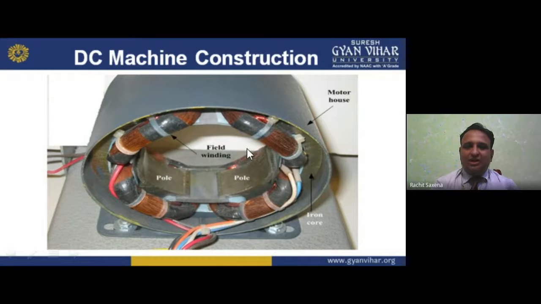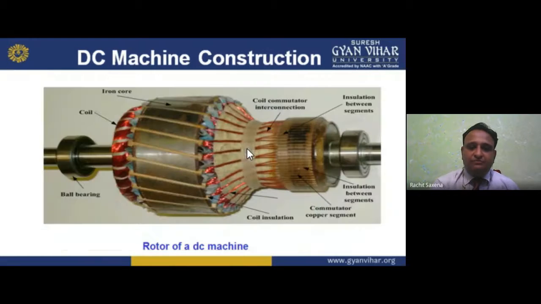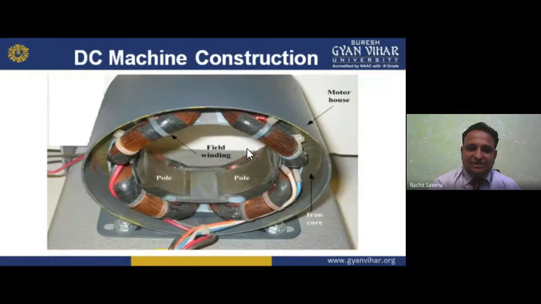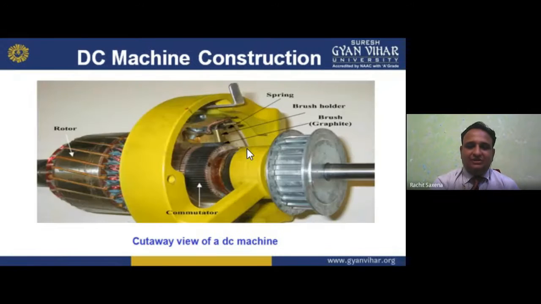So it is a photo of it, an image of it, for the better understanding. So I hope you understand about the DC motor construction. Now moving forward, it is the rotor construction. That is the stator construction. We can say this is the rotor construction.